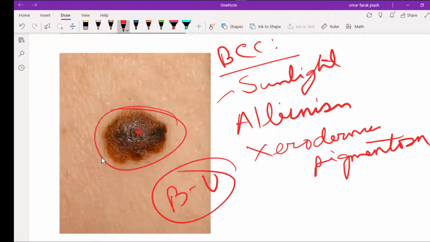In basal cell carcinoma, you have to do surgical resection, and in histology you will get nodules with peripheral pseudopalisading. Nodules with peripheral pseudopalisading are seen in basal cell carcinoma.